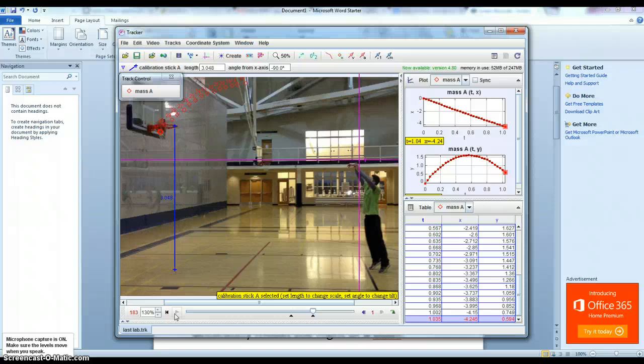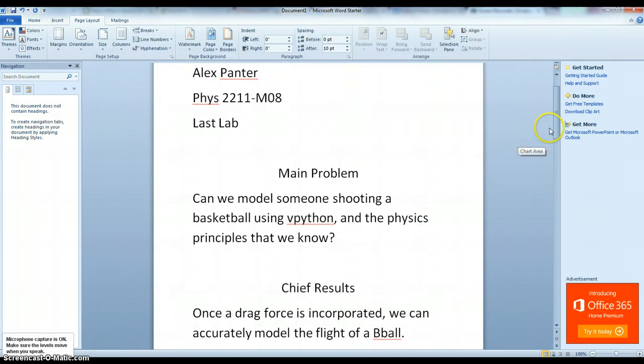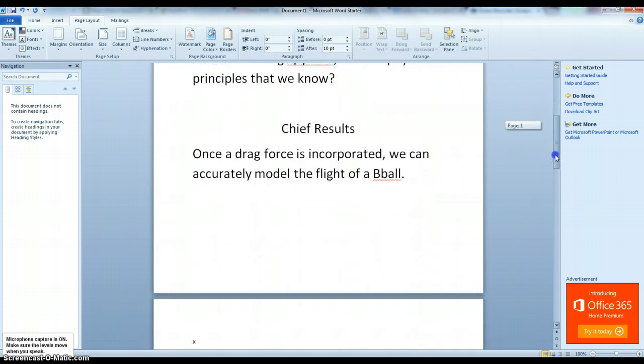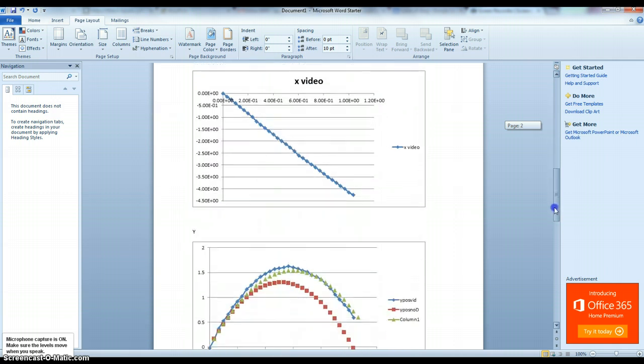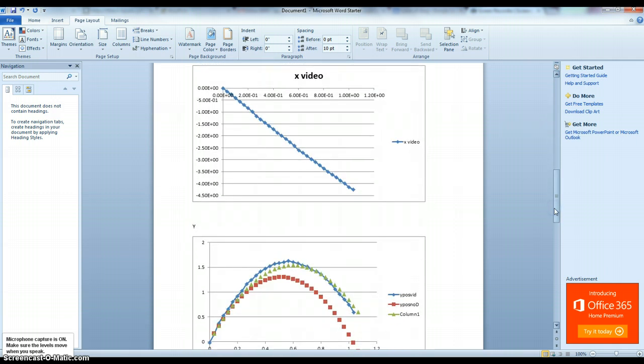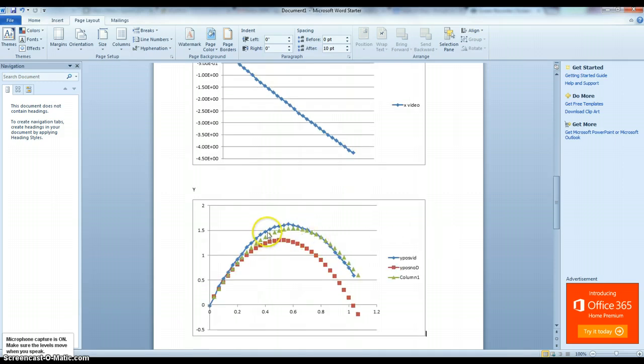So from the video, we get our data, which we see here in the corner, and we can take a look at that. Okay, so here's our data, and you can see the component of position in the x direction is negative, and the velocity, which is the slope, is constant. And then in the y direction, you can see the position, which is the blue. You can see it curves that way.